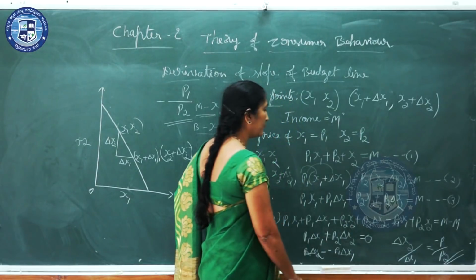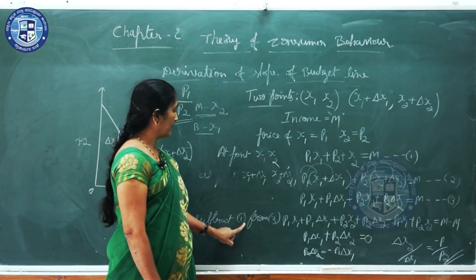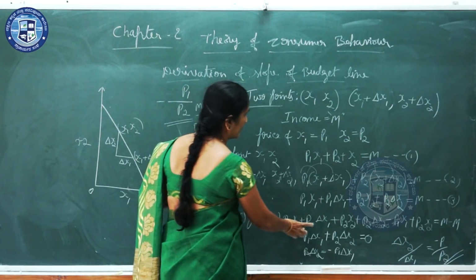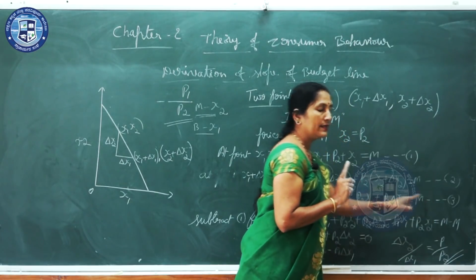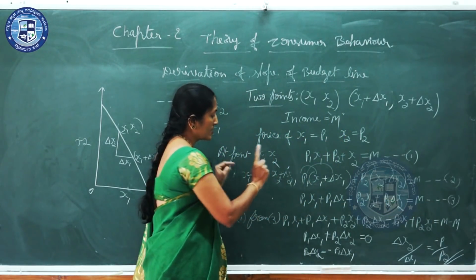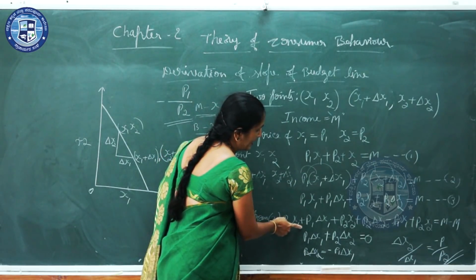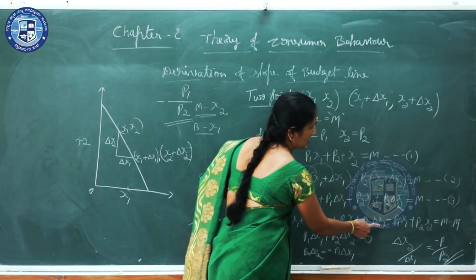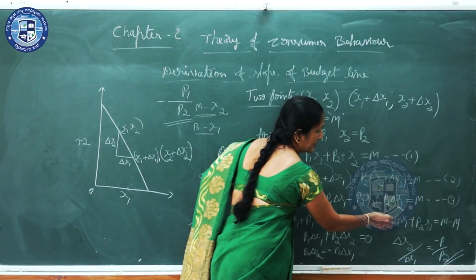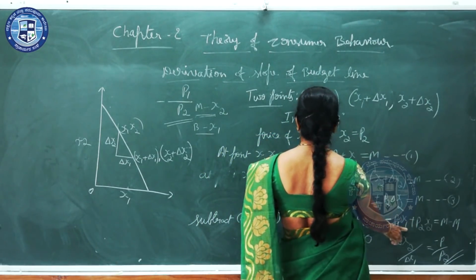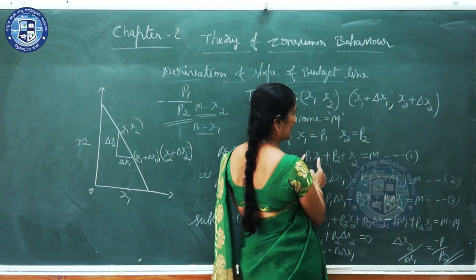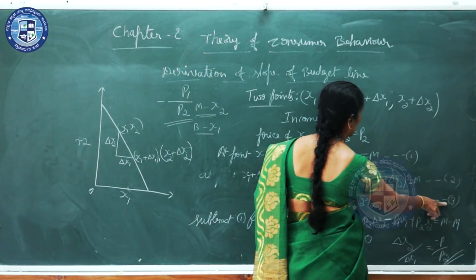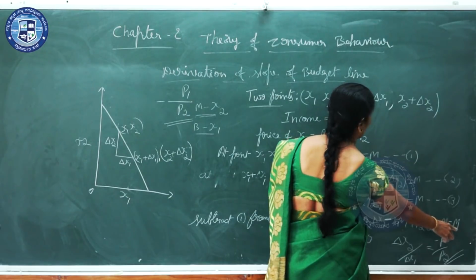When we expand this we get P1 x1 plus P1 delta x1 plus P2 x2 plus P2 delta x2 is equal to M. Then we have to subtract the first equation from the third equation. So we write equation 3, P1 x1 plus P1 delta x1 plus P2 x2 plus P2 delta x2 is equal to M, minus equation number 1, P1 x1 plus P2 x2 is equal to M.